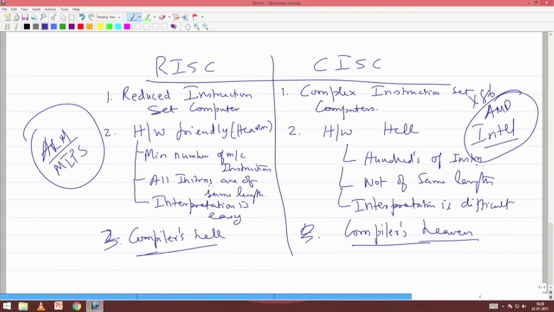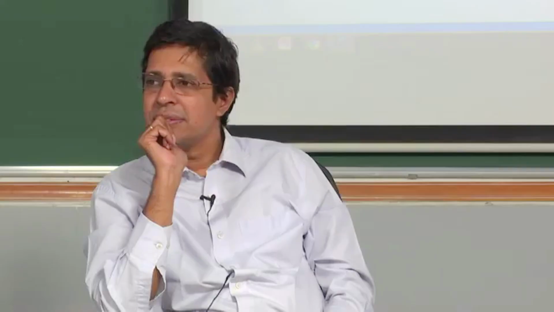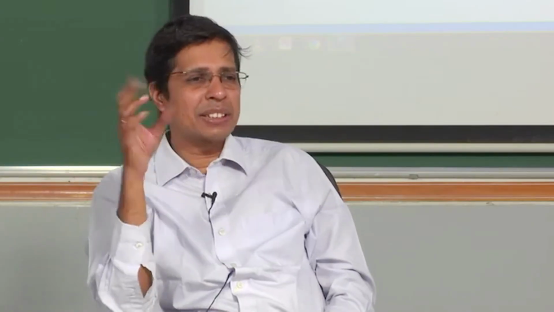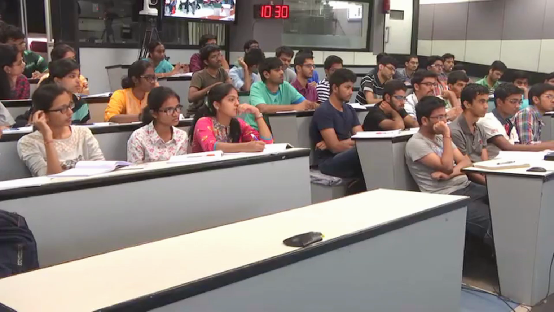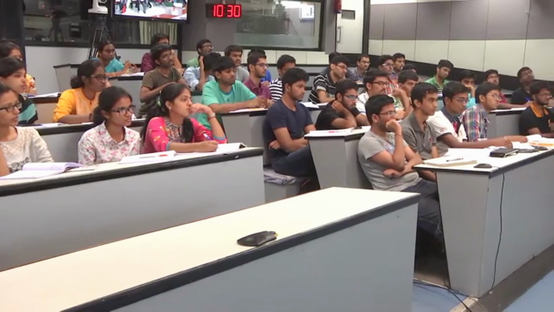Why is the interpretation going to be difficult? Because of the variable length instructions. Why? Because initially we don't know how much length the instruction is going to be. So before that we have to find out, based on the length, what kind of instruction it is, and then we have to disassemble it.